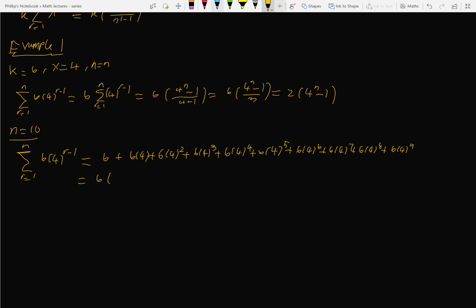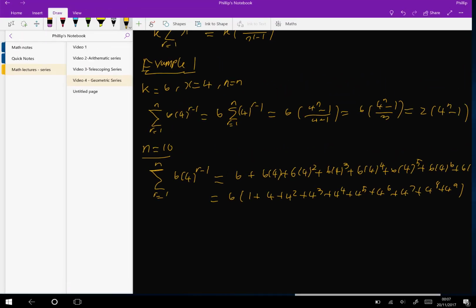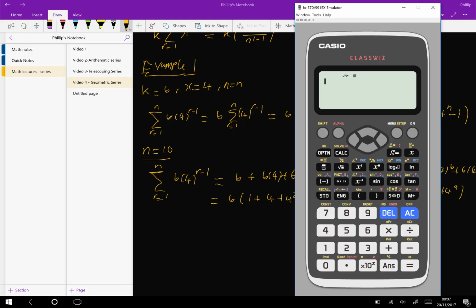That is going to be equal to 6 times by 1 plus 4 squared plus 4 cubed plus 4 to the 4 plus 4 to the 5 plus 4 to the 6 plus 4 to the 7 plus 4 to the 8 plus 4 to the 9, because you can factor out 6 because it's a common term. Now we can put that in a calculator and get the value. It's going to take a long time though, but we can do it. So 6 times by 1 plus 4 squared plus 4 cubed plus 4 to the 4. So obviously it's taken a long time to type even this in a calculator.